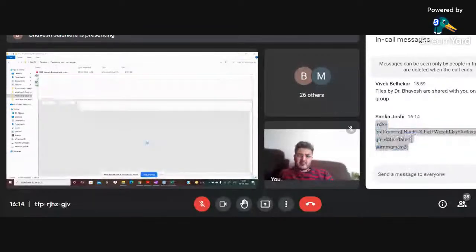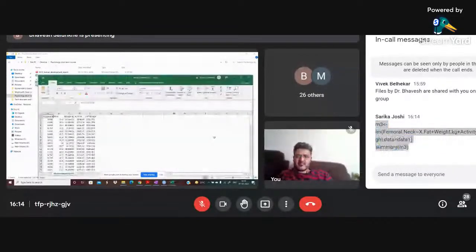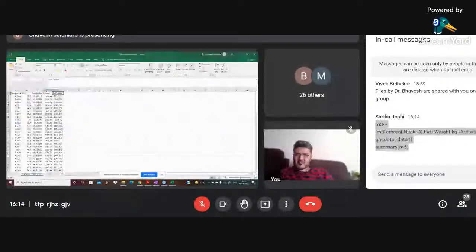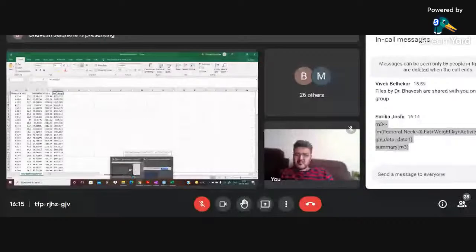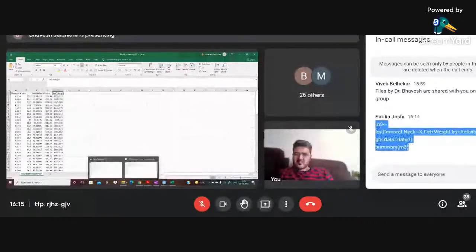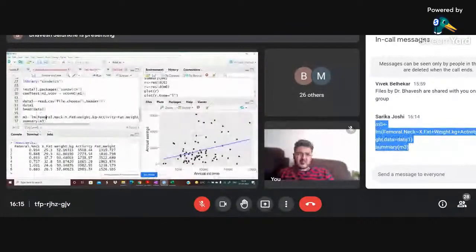Please use those codes and try to run that regression model. So our last variable is the interaction term. If you open the CSV file, you will understand that the last column is the interaction term, between fat and weight after activity. So let's move to the estimation part. We estimate this regression model.